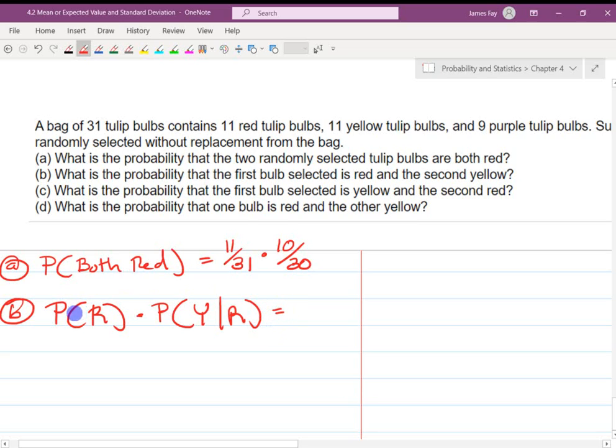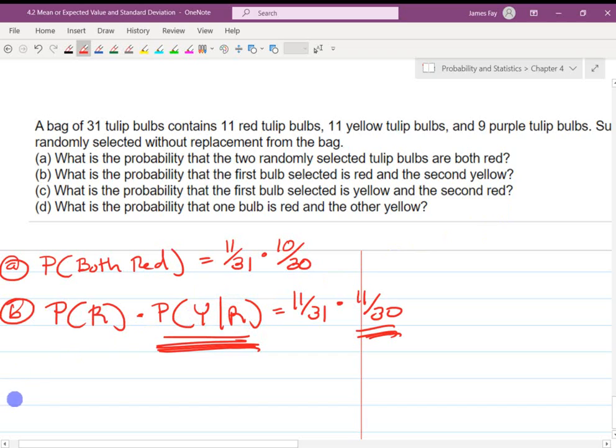So what's the probability that the first one's red? 11 out of 31, and then 11 out of 30. Okay, this here is just indicating that these were dependent events, right? Telling me that that number there, the sample space is going to change. It's going to be different than the 31 that we saw here. C says, what is the probability that the first bulb selected is yellow and the second is red? Okay? Yeah, it's the same situation.